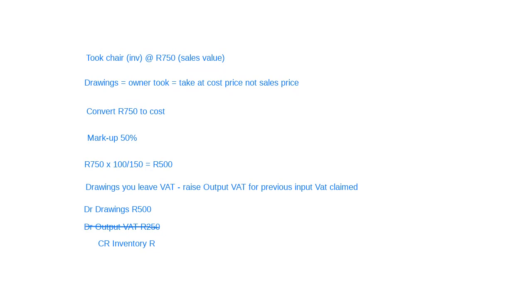I debit the drawings with the full amount. I credit inventory, which would be exclusive of VAT. So let's just say exclusive of VAT for the scenario would have been 400. And then I would also raise the VAT of 400. So what I've initially claimed, I would now have to pay over to SARS. So that is the journal, but that's how you do the calculation. You take the 750 and you convert it to cost, which is 100 over 150, to get to the 500 Rand. I hope that answers your question, Tumelo.